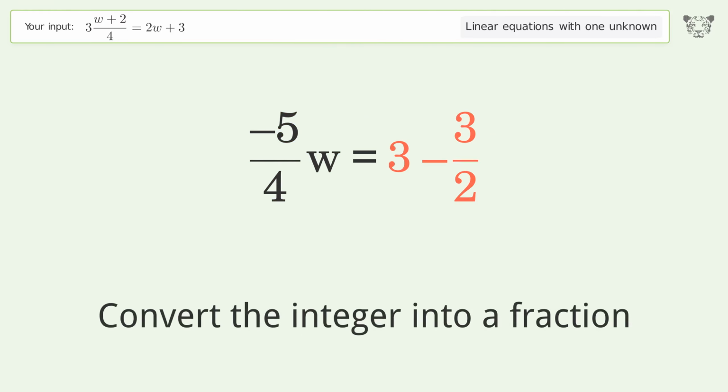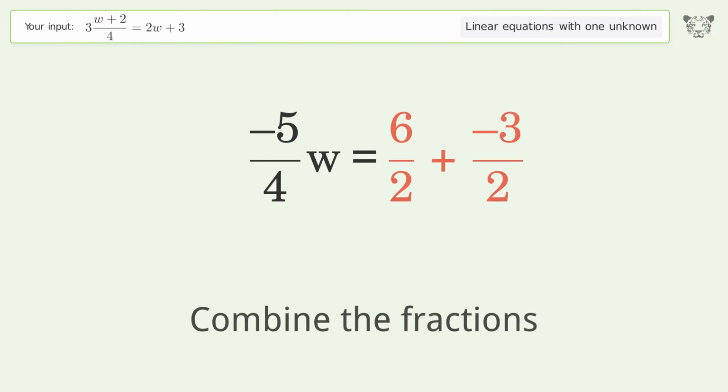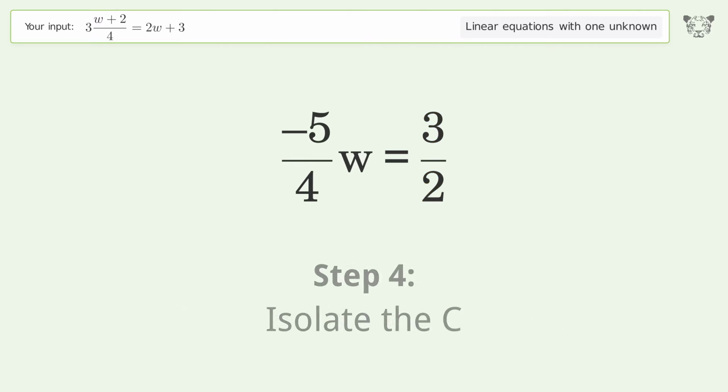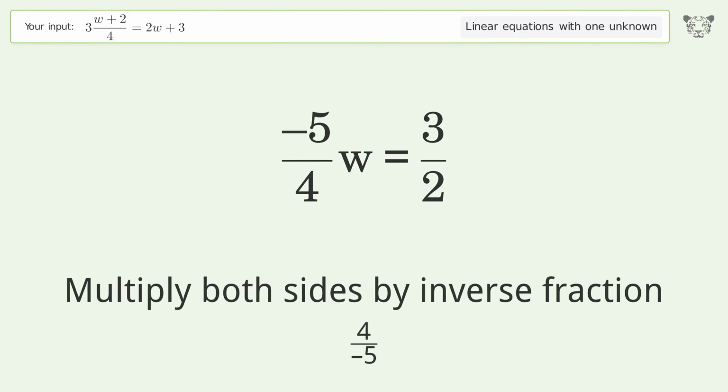Convert the integer into a fraction. Combine the fractions. Combine the numerators. Isolate the w. Multiply both sides by inverse fraction 4/5.